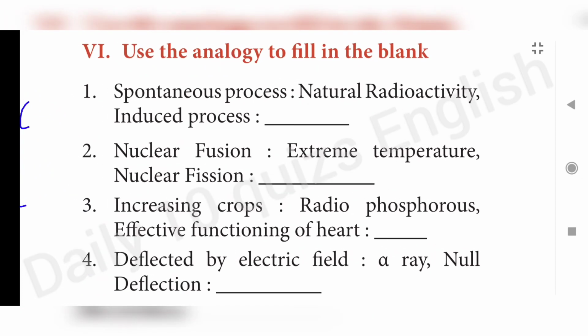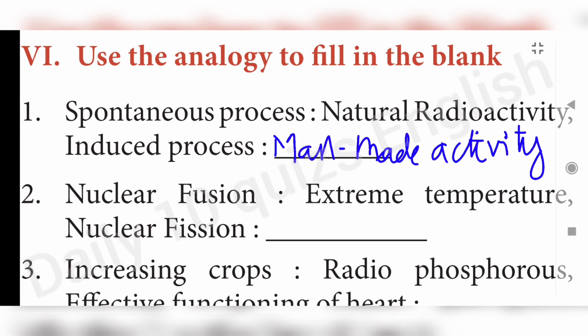So analogy, first one, spontaneous process, natural radioactivity. Induced process. So answer, spontaneous process, natural radioactivity. Induced process is man-made activity. It can also be said as artificial radioactivity.